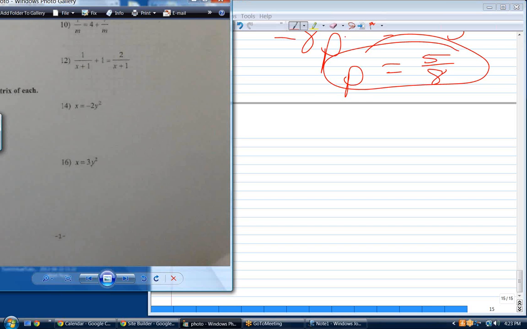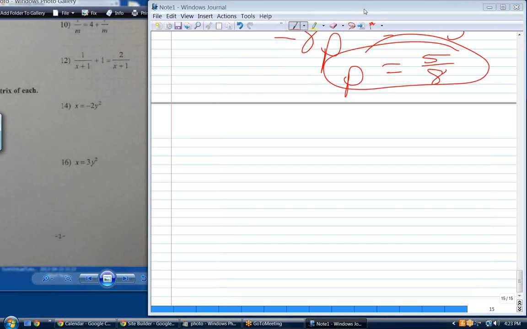Okay, 12, what are we going to do? How are we going to solve 12? Multiply, or find the least common denominator of x plus 1? No, that's not going to be the easiest way to do it. Let's just multiply every term in the equation by x plus 1. You see why? It gets rid of both denominators at the same time.